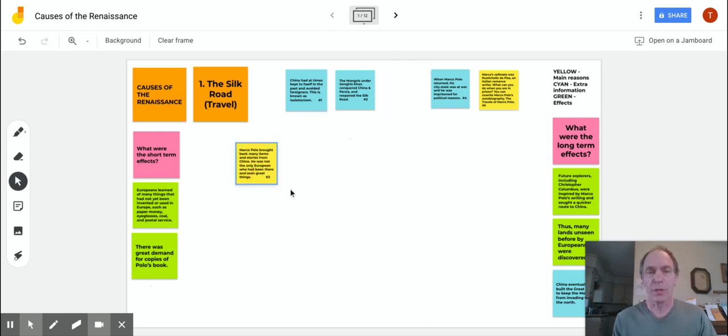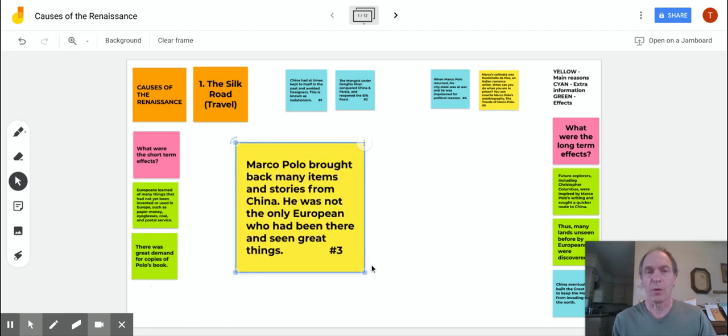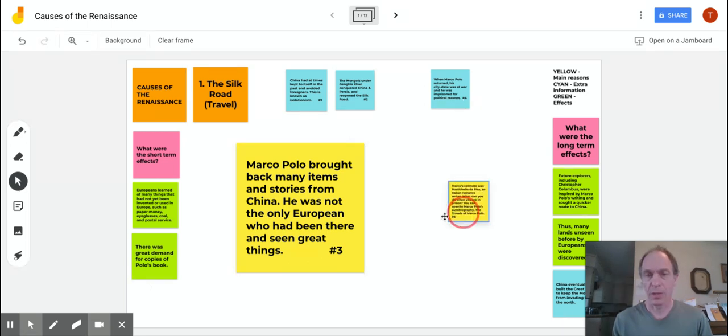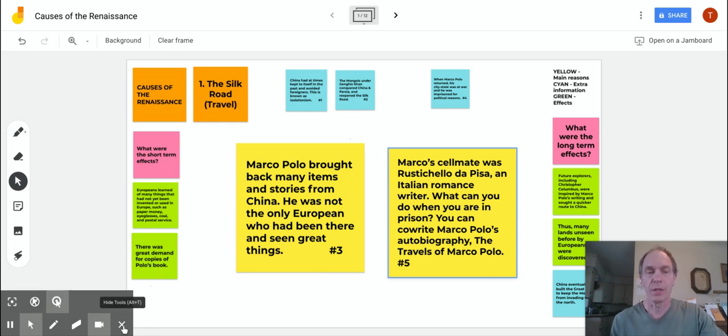The Silk Road, the first one. Marco Polo brought back many items and stories from China. He was not the only European who had been there. But why is it so important? He wrote down what he had done and had seen, and that is the reason so many people were aware of it. So there you have it, folks, the first reason, the Silk Road.